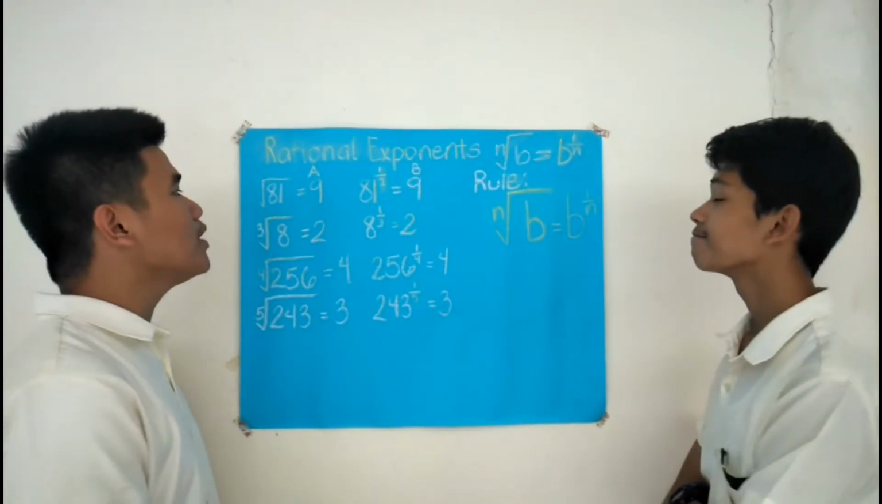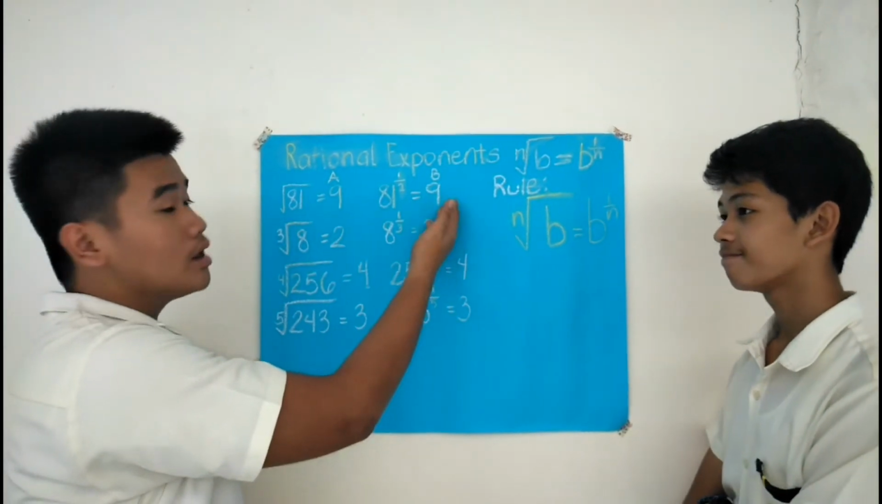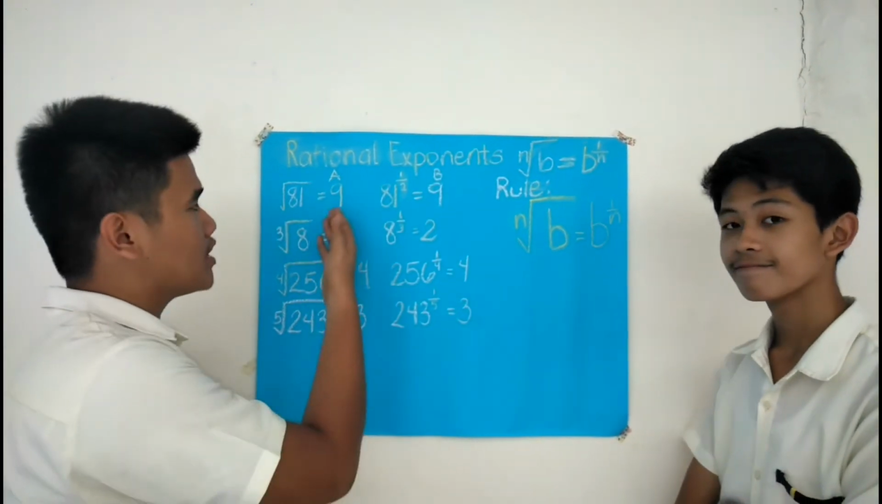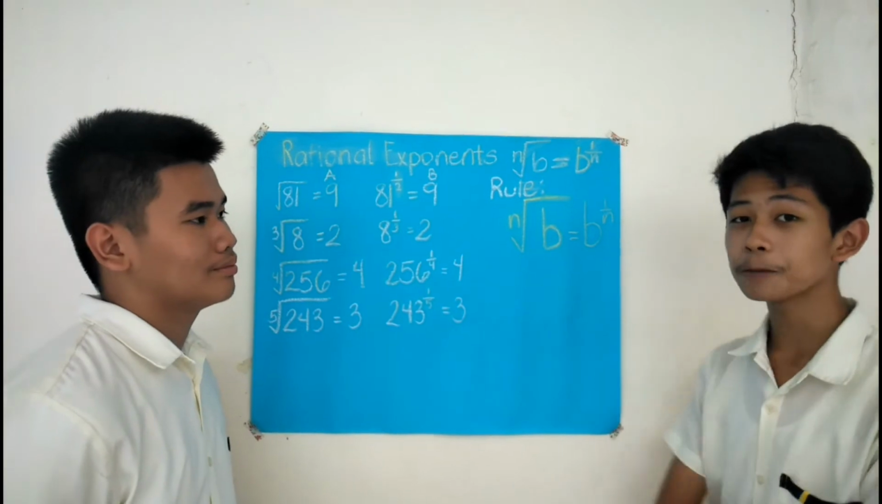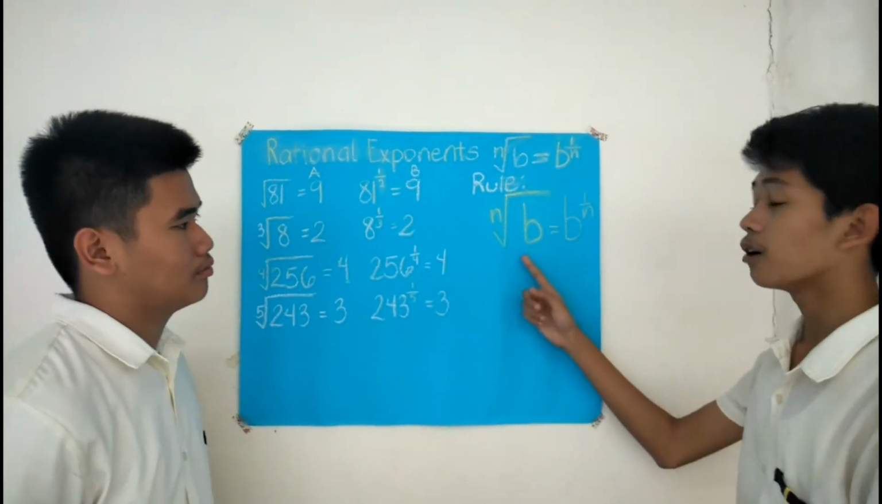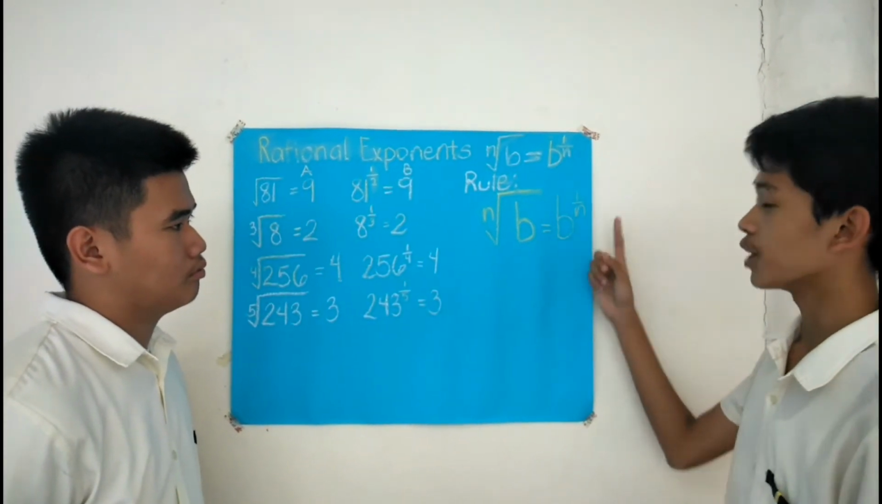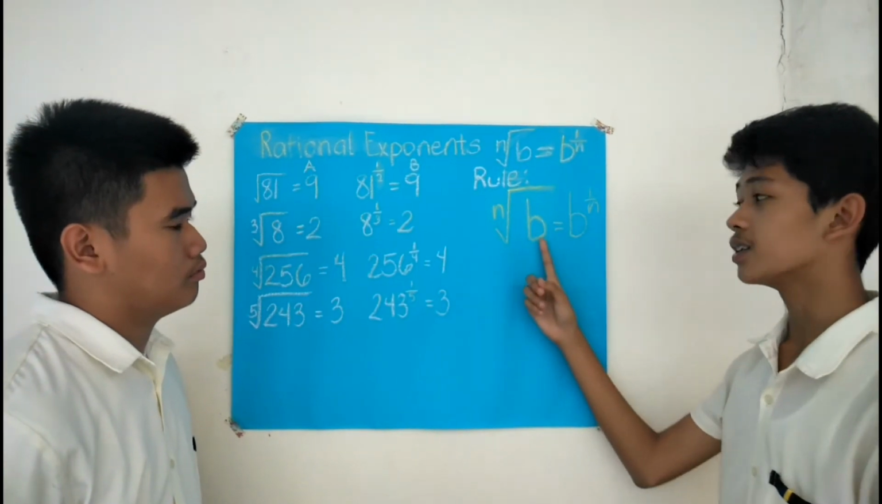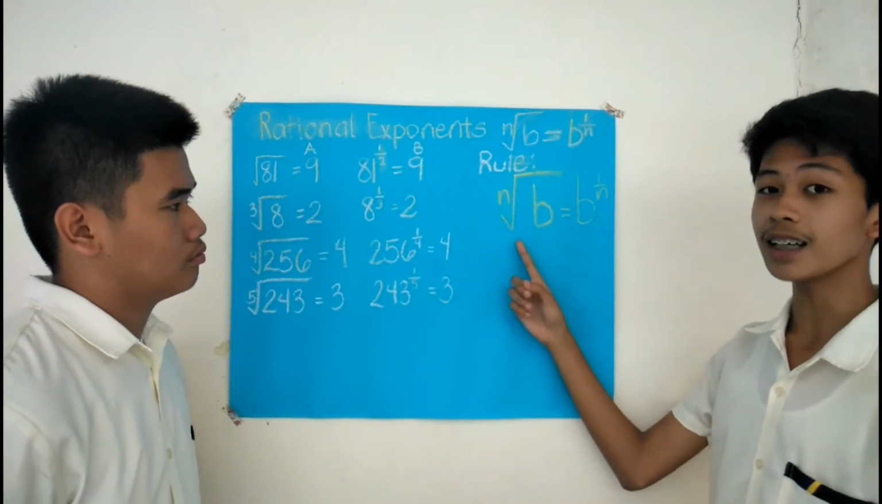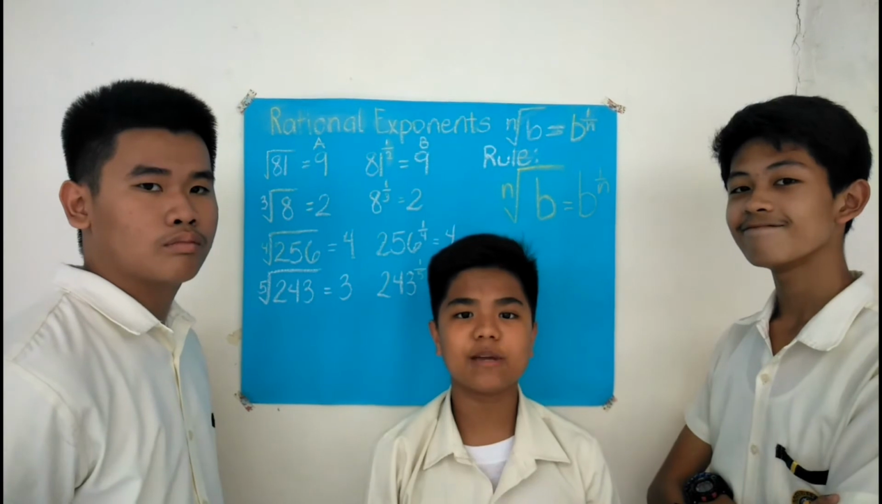Have you noticed any similarities between column A and column B? Well, their similarity is they have the same value. And the rule for rational exponents is that the nth root of b will always be equal to b raised to 1 over n, where this is the index, this is the radicand, and this is the radical sign. And the index will always be placed as the denominator.